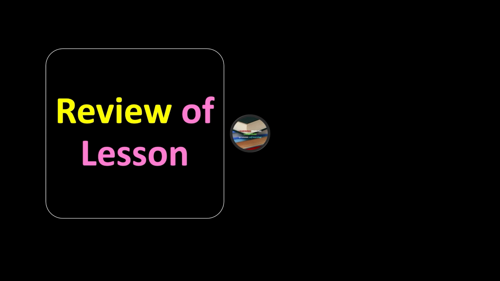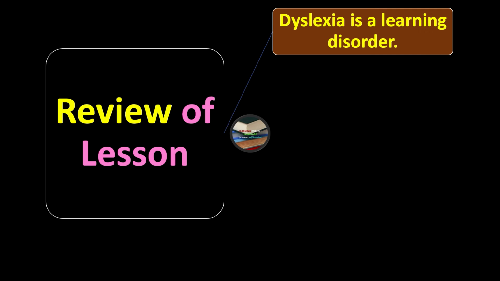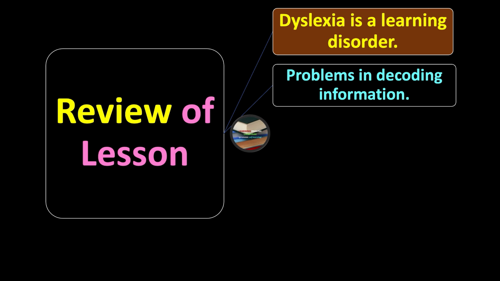Now let's talk about a review of the lesson, what we have discussed so far. So dyslexia is a learning disorder, learning disability, problem in learning, particularly reading and also writing, of course, because if you cannot recognize letters and words, so if you cannot read, naturally you cannot write as well. Problems in decoding information. Since you are facing problems in recognizing letters and words, you are not able to figure out what they mean, so it would be very difficult to decode information.